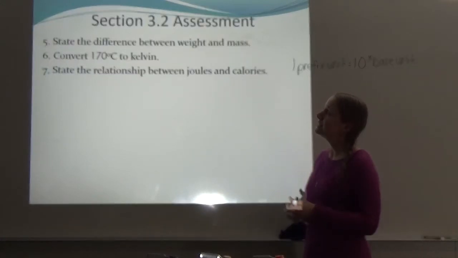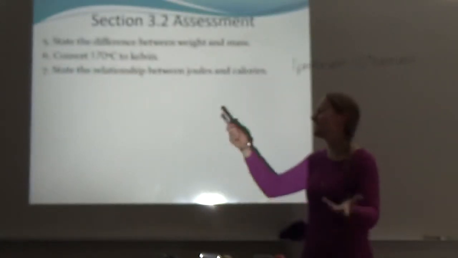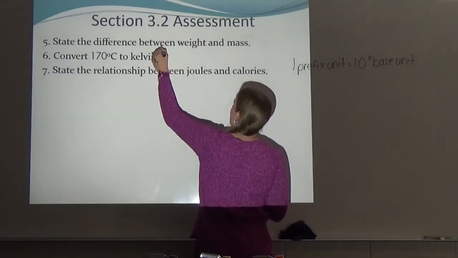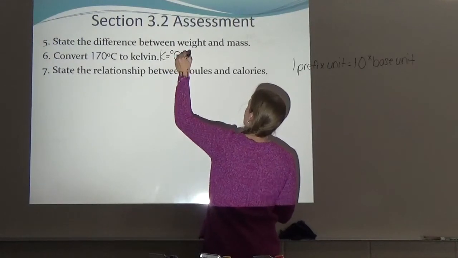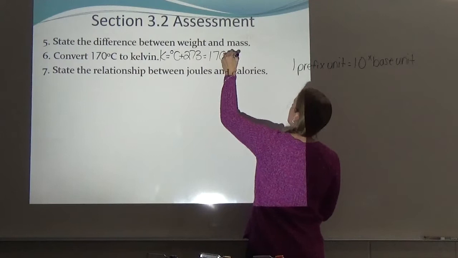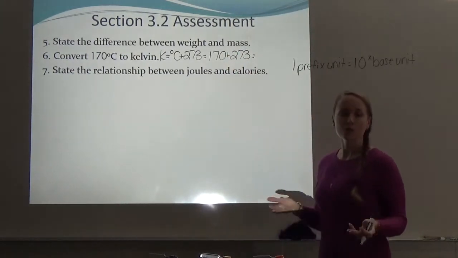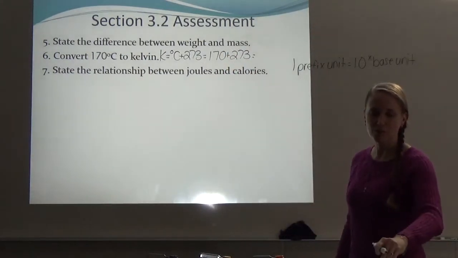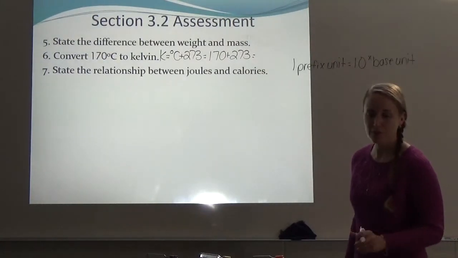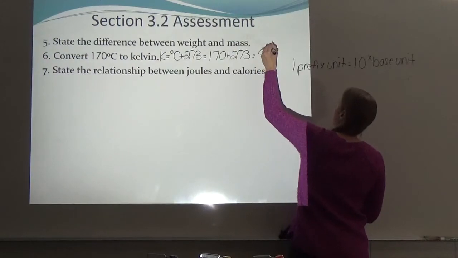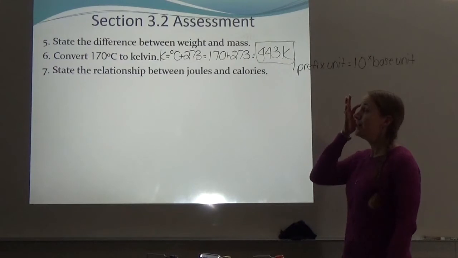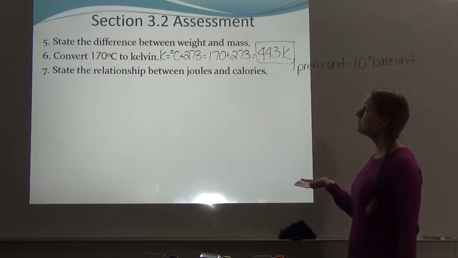So number 6. It says convert 170 Celsius to Kelvin. So we know Kelvin is Celsius plus 273. So it would be 170 plus 273. And of course, when you put that in the calculator or do mental math, whichever one you prefer, you get 443 Kelvin. No degree sign. All right, and then last one, it says state the relationship between joules and calories.